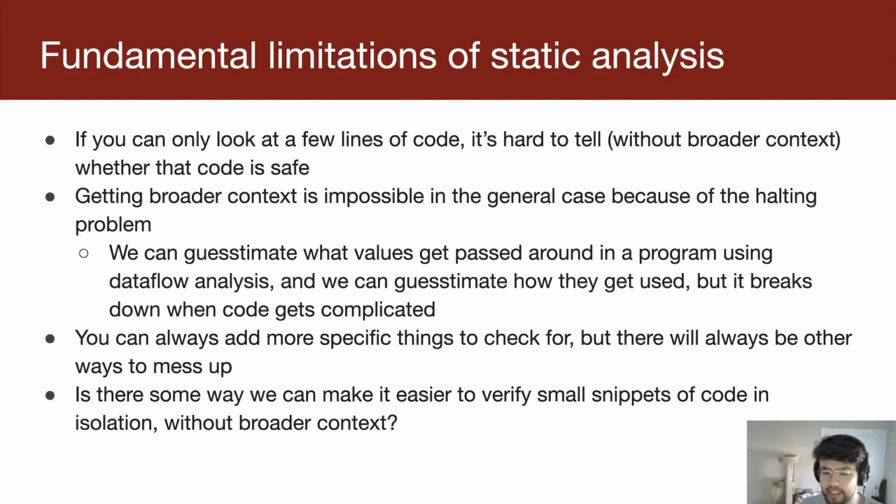So is there some way that we can make this more tractable? Can we make it easier to verify small snippets of code in isolation, without the context of running the entire program and seeing what the whole program does? This is really our goal in this class. In this class, we're focused on ways to make it hard to write incorrect programs. We want it so that if you write a program that has a bug, the compiler will say, hey, that's not right. And we want some guarantees on this. We want to guarantee that you can't have memory problems. We tried dynamic analysis, that doesn't give us any guarantees. We tried static analysis, that doesn't give us any guarantees.